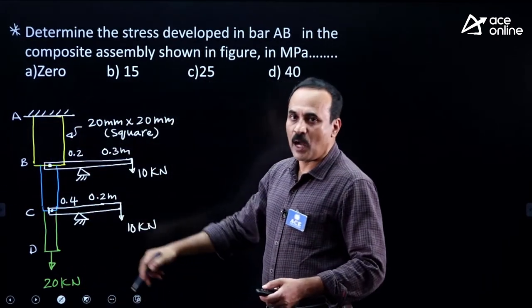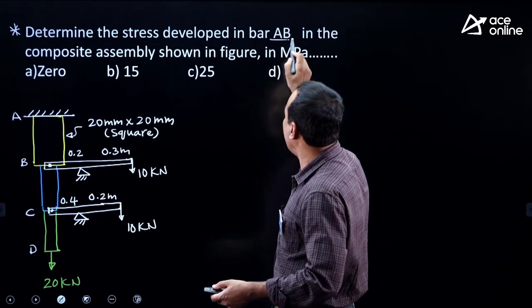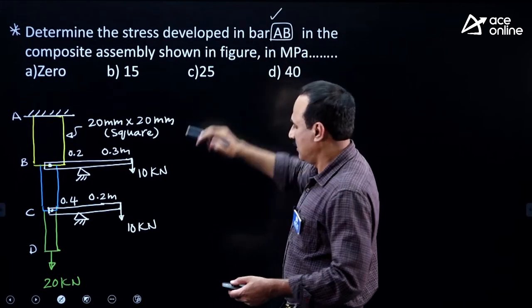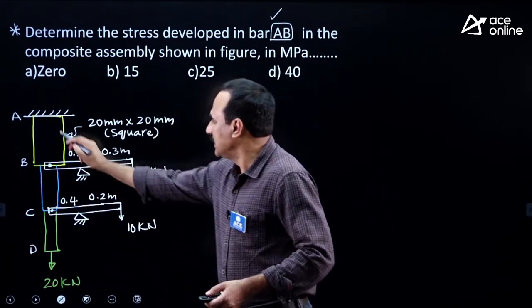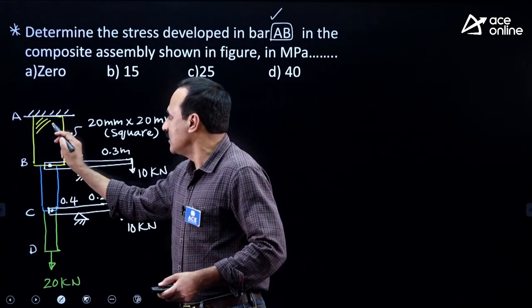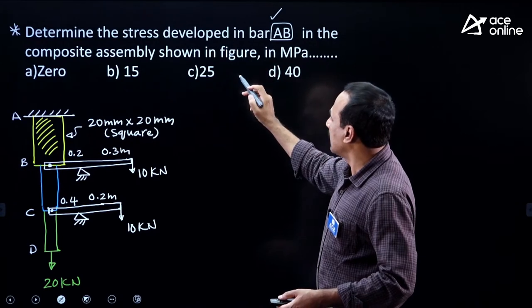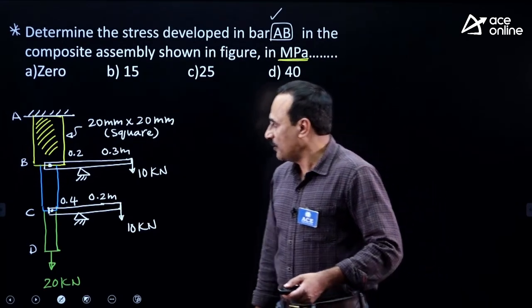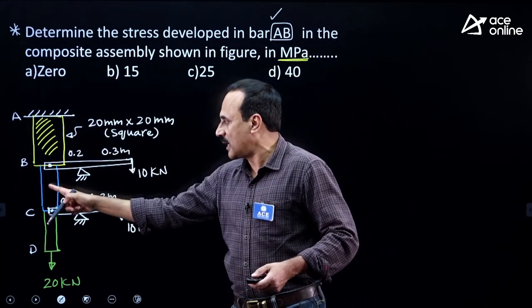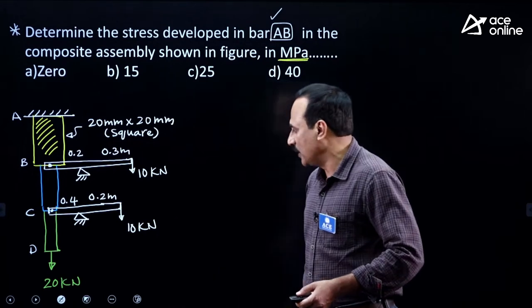So this is a composite setup. Determine the stress developed in bar AB, they are asking. So this is AB bar. I want stress in this AB bar in the composite assembly as shown in figure, in megapascal I want. So if you look at this, this is one member, another member, another member. At the end you have 20 kilonewton of loading.